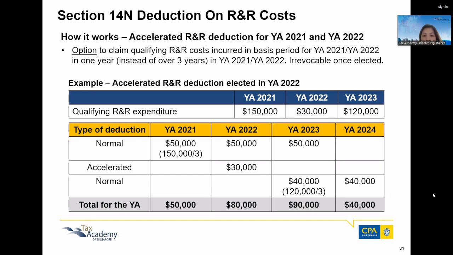If for some reason this qualifying R&R expenditure is not recorded in the P&L but in the balance sheet, what happens? In the first place, it cannot be deducted because this is not the correct amount. We wanted to remove it from the P&L, but it is not in the P&L because it is recorded in the balance sheet. So there is no need to add back this amount because it's not in the P&L. You will just claim 50,000. Okay?